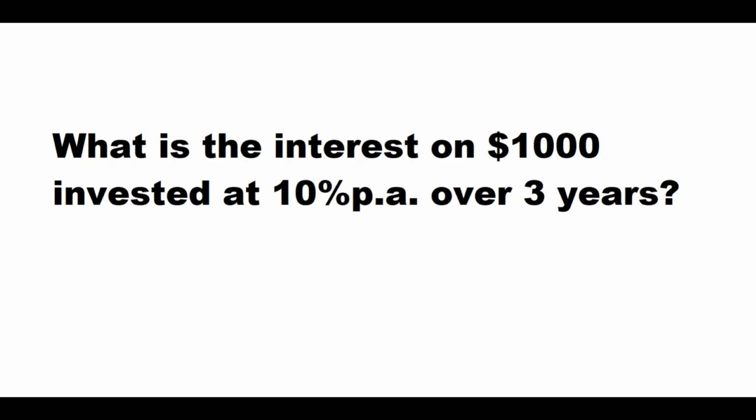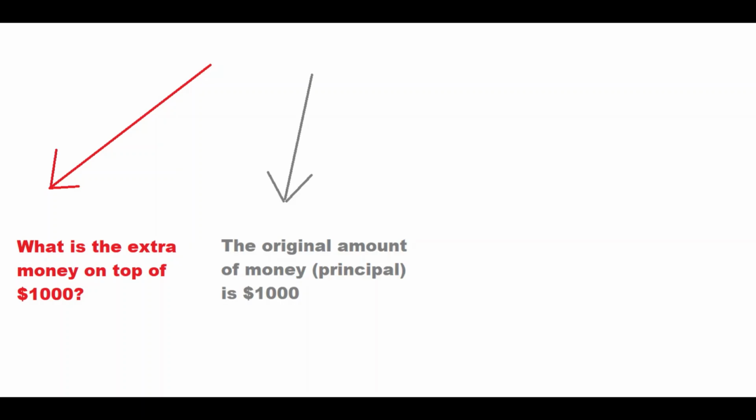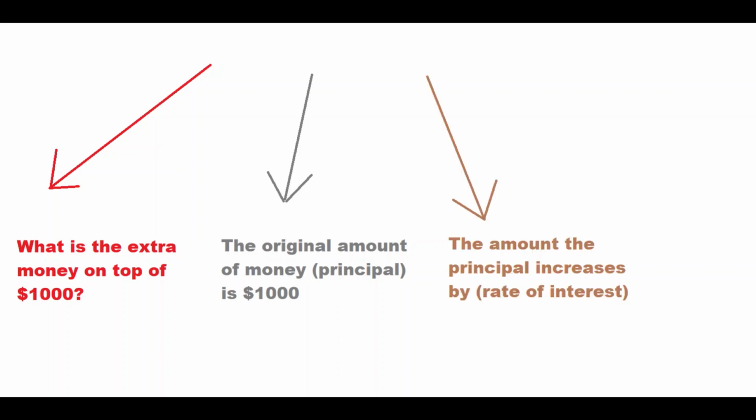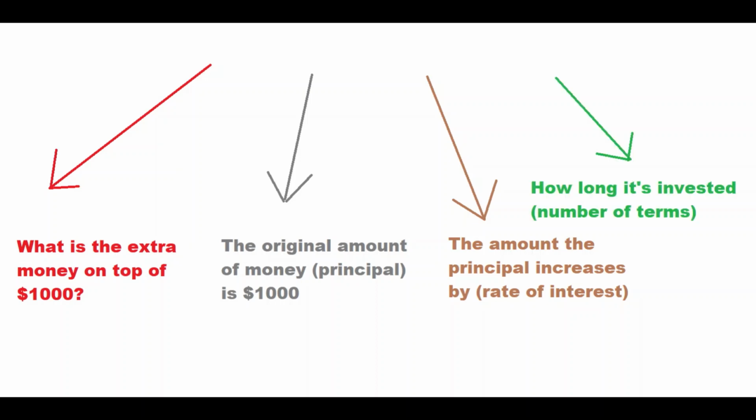Now, this might be a little complicated, so I'm going to break it down for you. What is the interest? The interest being the money on top of the principal. Now, the $1,000 is the principal, the original amount of money invested. The 10% per annum is the rate of interest, which just means you're getting 10% each year. Per annum means per year. And the 3 years is the terms, the number of terms, which just means you're going to be getting it over this many years.